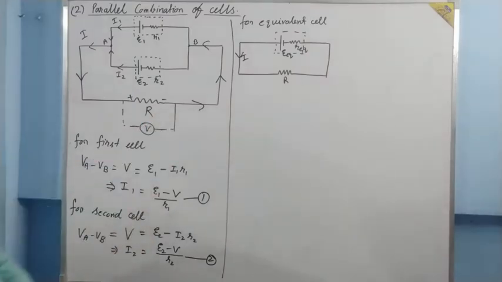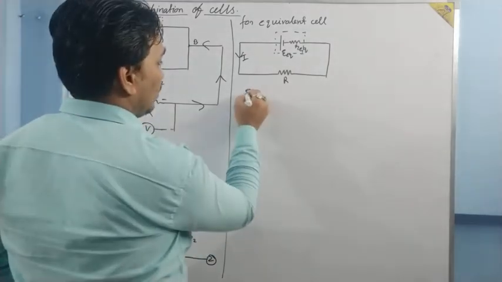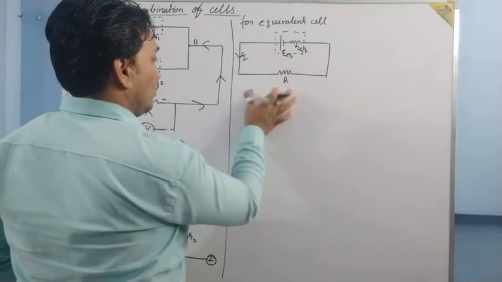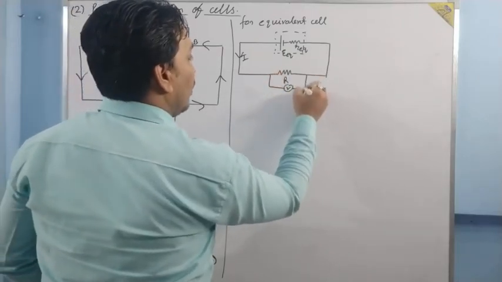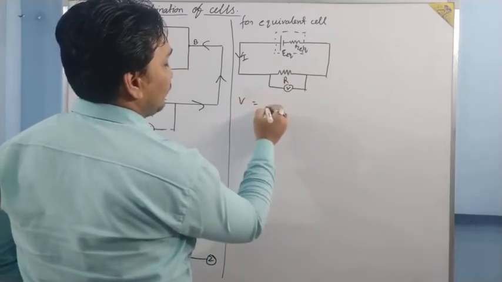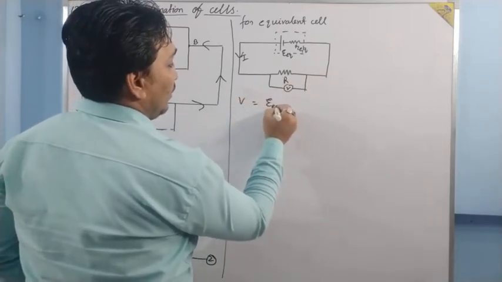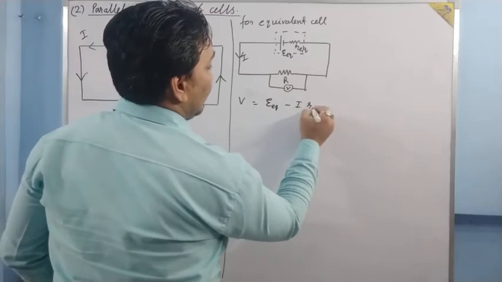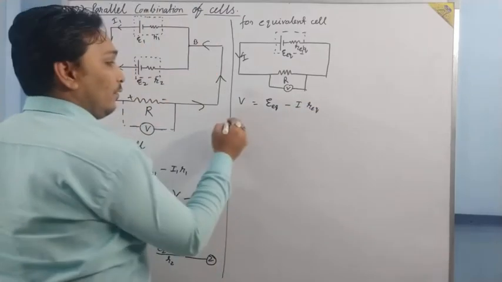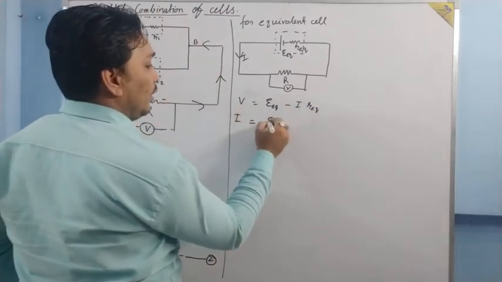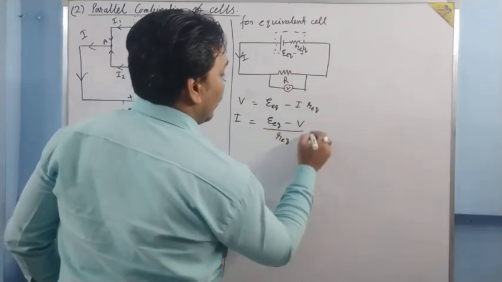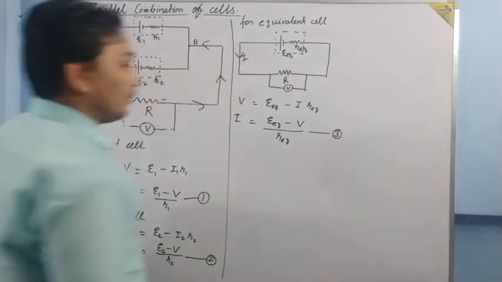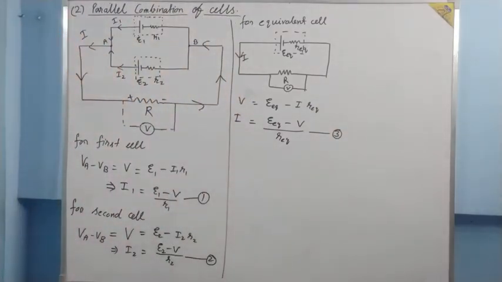So for the equivalent cell, the equation can be written as V is equal to E equivalent minus I into R equivalent, where V is the potential difference across R. From here, if we calculate the value of I, it will be E equivalent minus V upon R equivalent. This will be equation number 3. Now just try to understand, a simple logic is there.